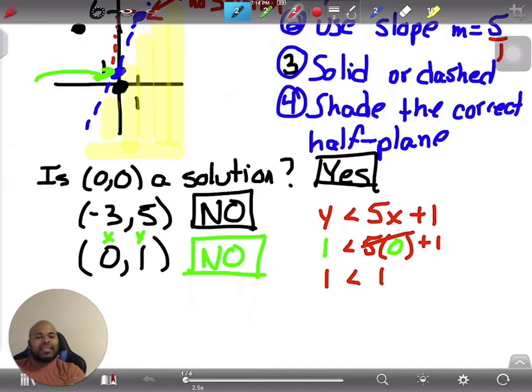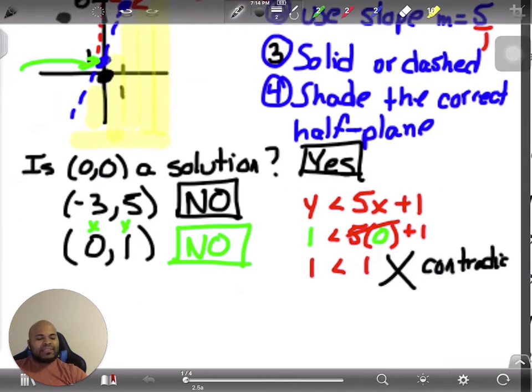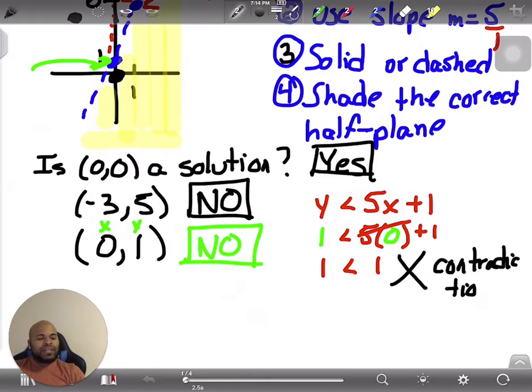That is completely not a true statement. That is a contradiction. Okay, that's a contradiction. That is not true. And the reason why this is not true is because 1 equals 1.